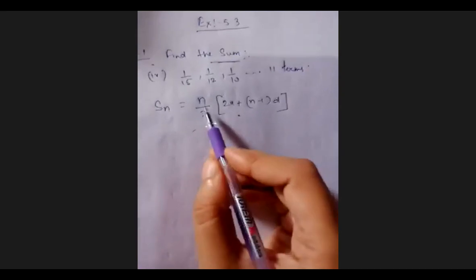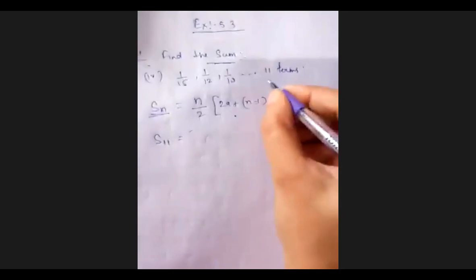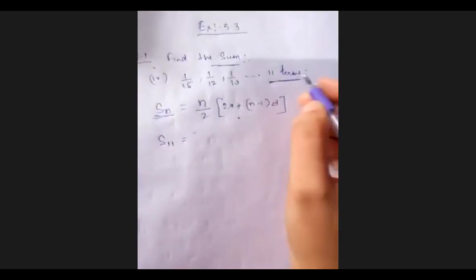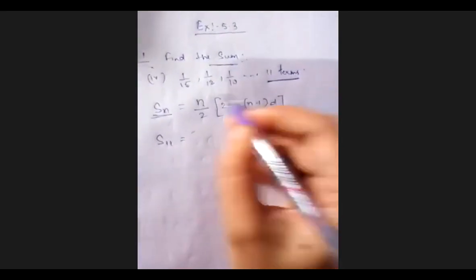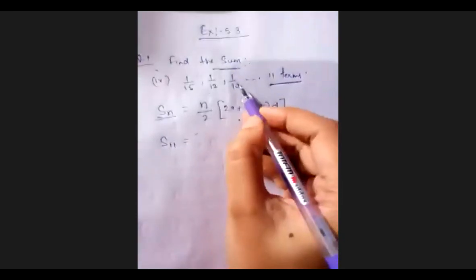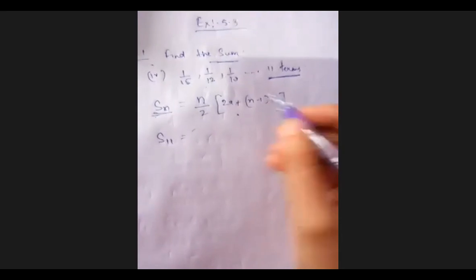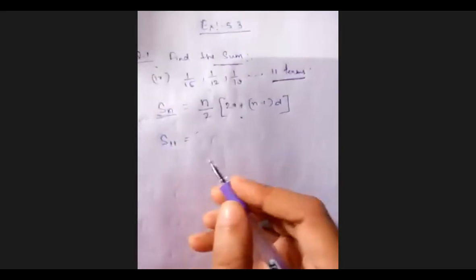So this is your formula, and you must have the values of n, a, and d. Then you can find the sum of 11 terms. Here I am finding the sum of 11 terms. You have to find the sum of a total of 11 terms, like this is your first term, second term, third term. So if you have to find the sum of 11 terms, how will you find it? You won't add them one by one. There is a particular formula, and with the help of this we can reach our answer.